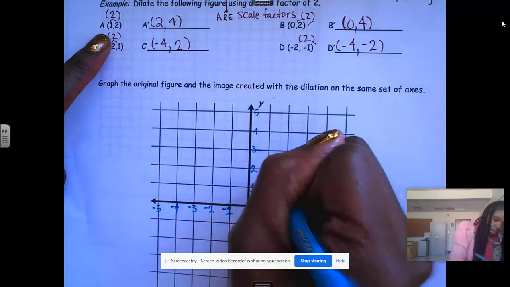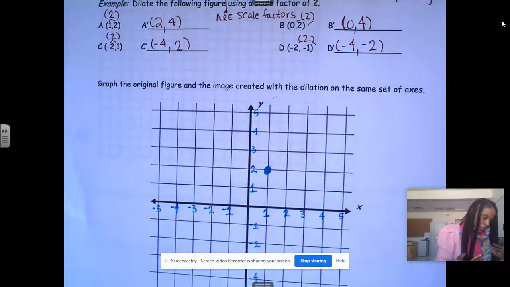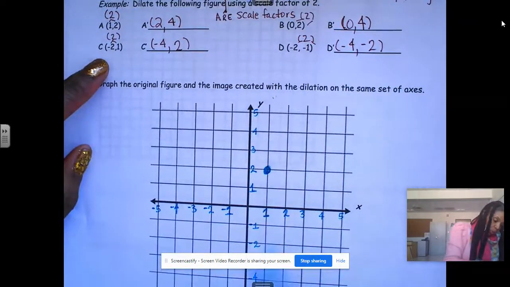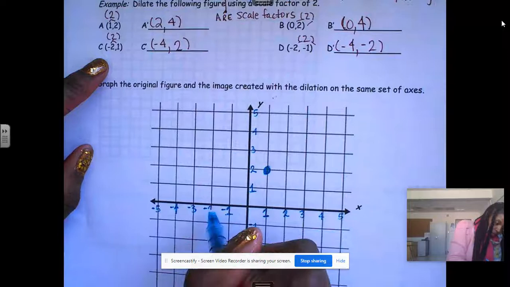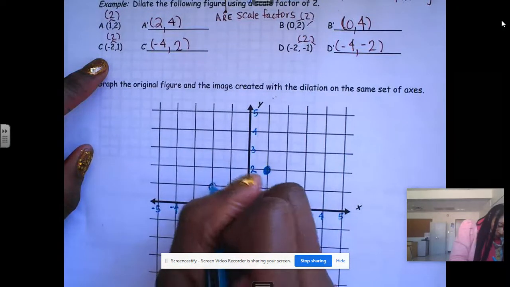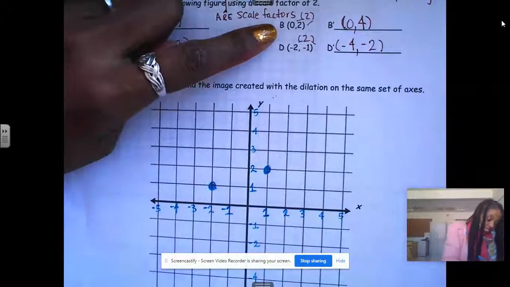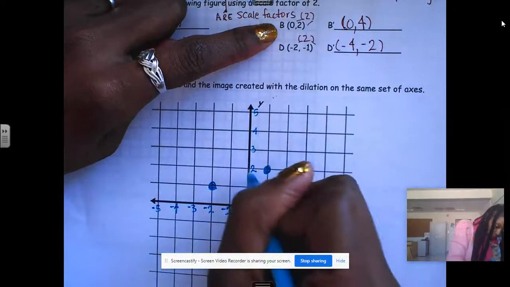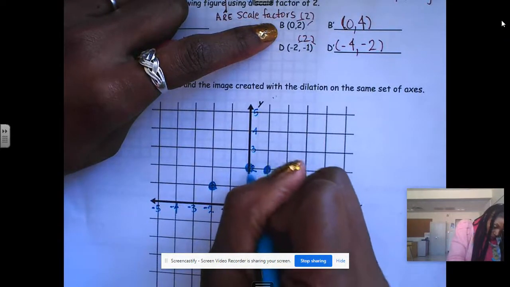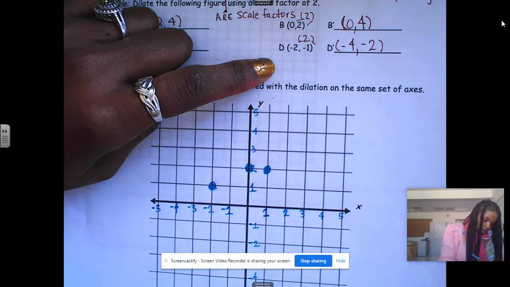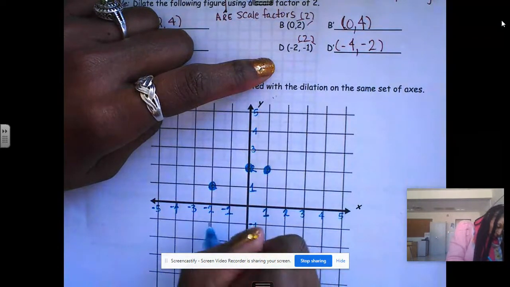I like to put my letters after I plot my points and connect my figure. So this next one is negative 2, positive 1. And then the next one is 0, 2. And then my next one is going to be negative 2, negative 1. So it's here. This figure looks just weird, but it is what it is.